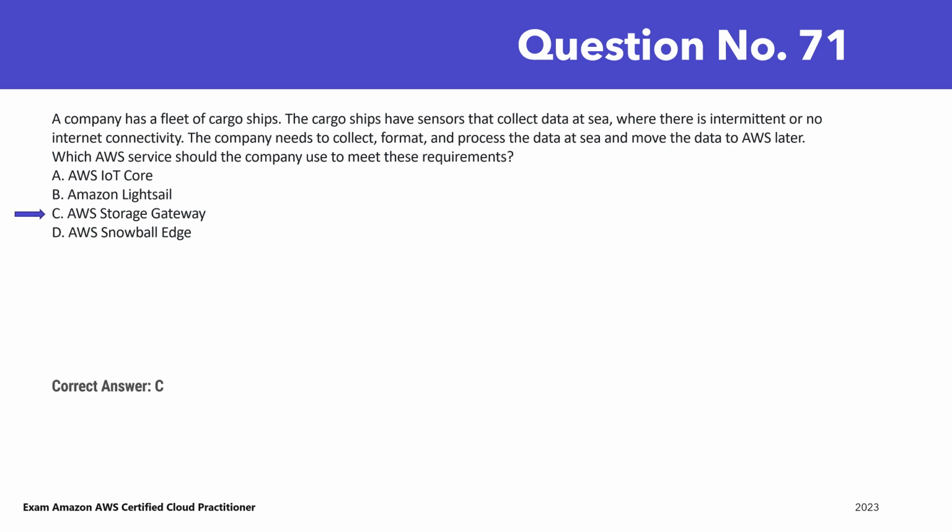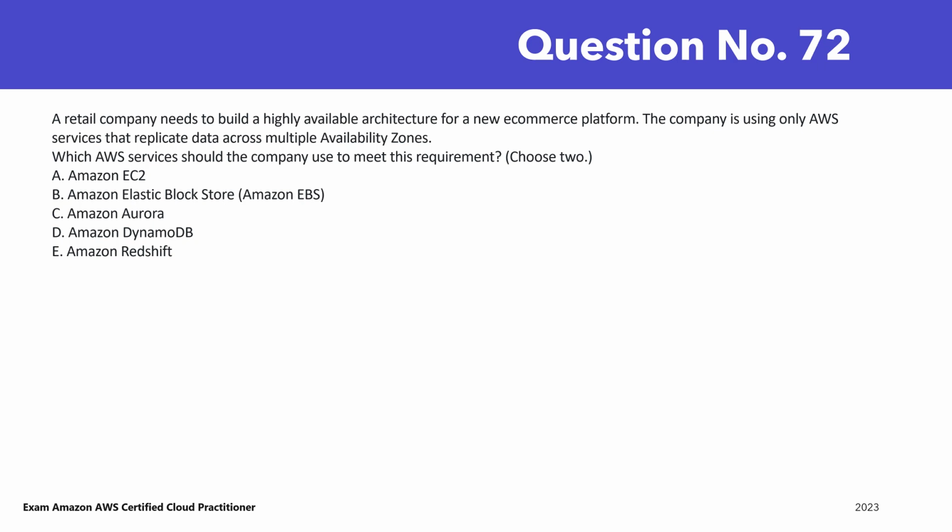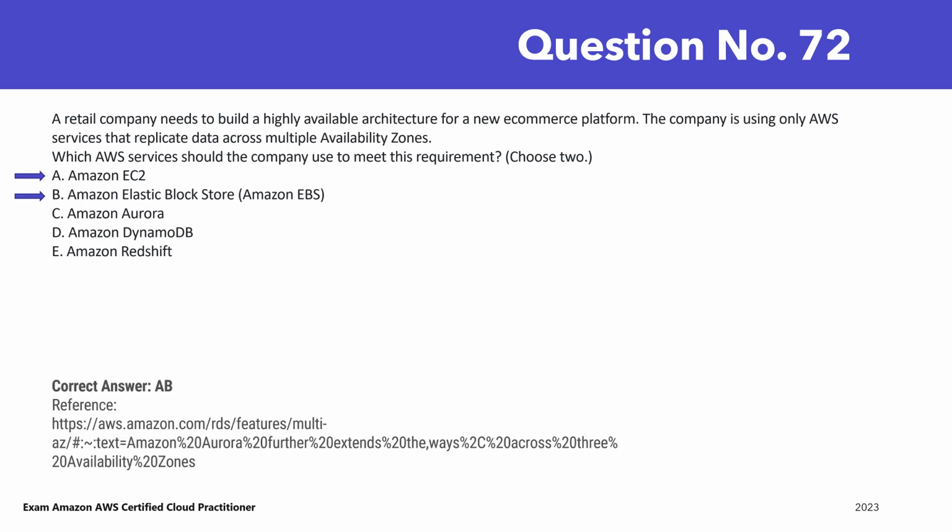A retail company needs to build a highly available architecture for a new e-commerce platform. The company is using only AWS services that replicate data across multiple Availability Zones. Which AWS services should the company use to meet this requirement? Choose 2. A. Amazon EC2. B. Amazon Elastic Block Store, Amazon EBS. C. Amazon Aurora. D. Amazon DynamoDB. E. Amazon Redshift. Correct answers, A and D.